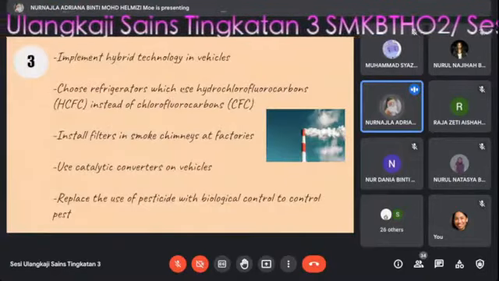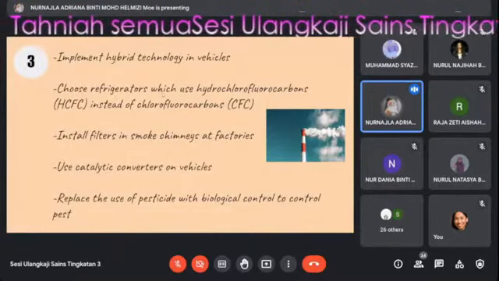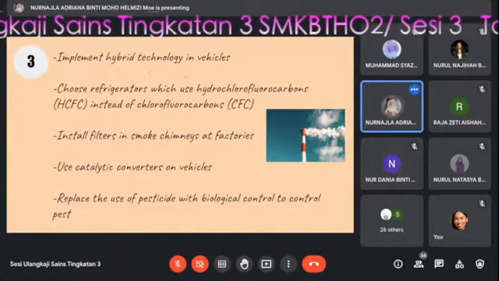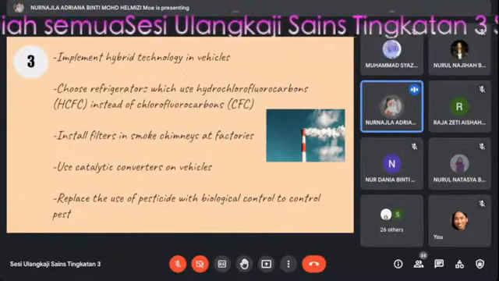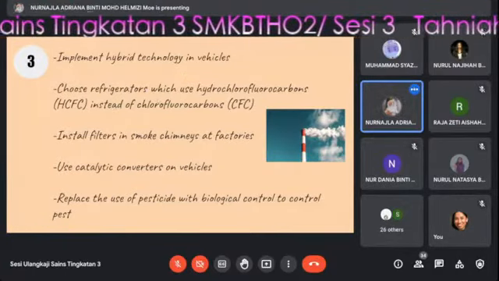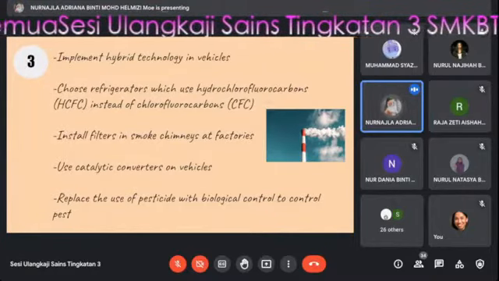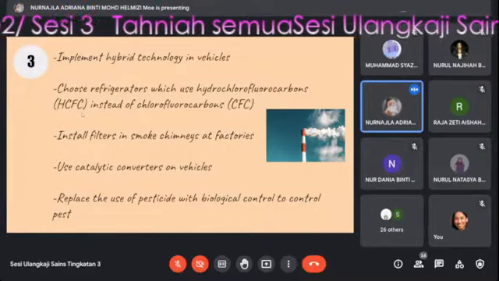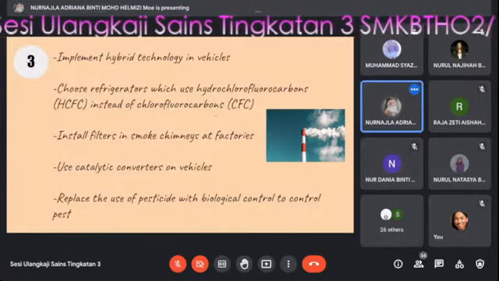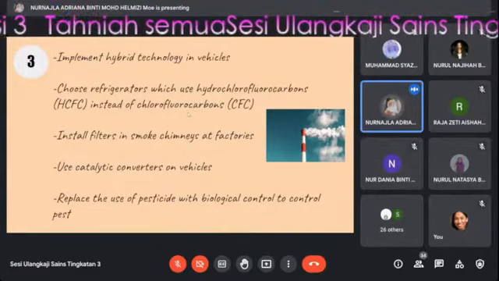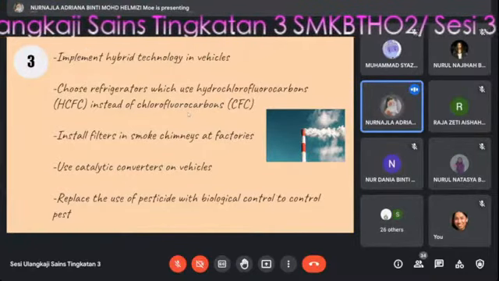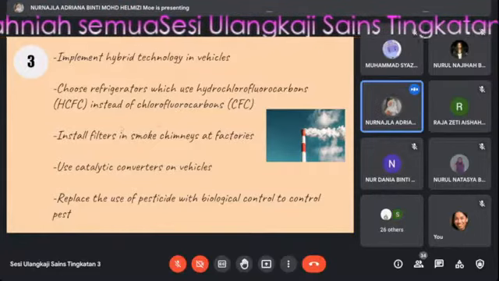Nombor 3 ni melalui science and technology. Implement hybrid technology in vehicles. Teknologi kenderaan hybrid. Then choose refrigerators which use hydrochlorofluorocarbons, HCFC ni, instead of chlorofluorocarbons. Contohnya teknologi peti sejuk, kita gunakan hydrochlorofluorocarbon untuk gantikan chlorofluorocarbon.